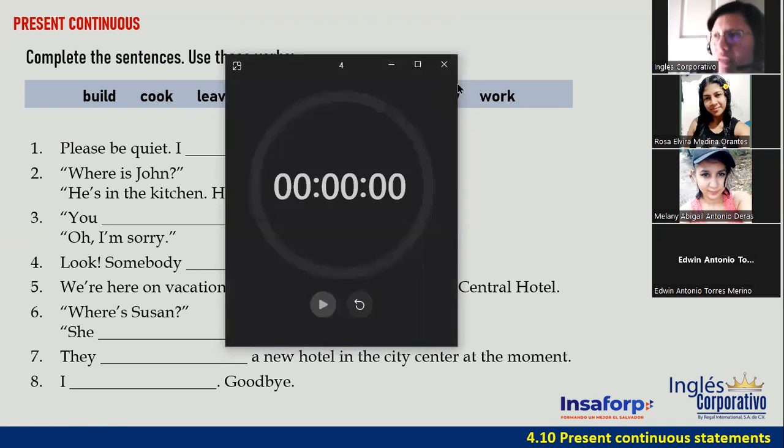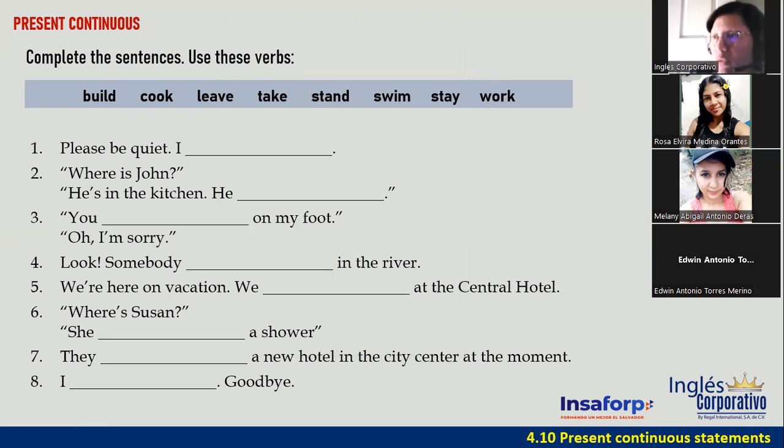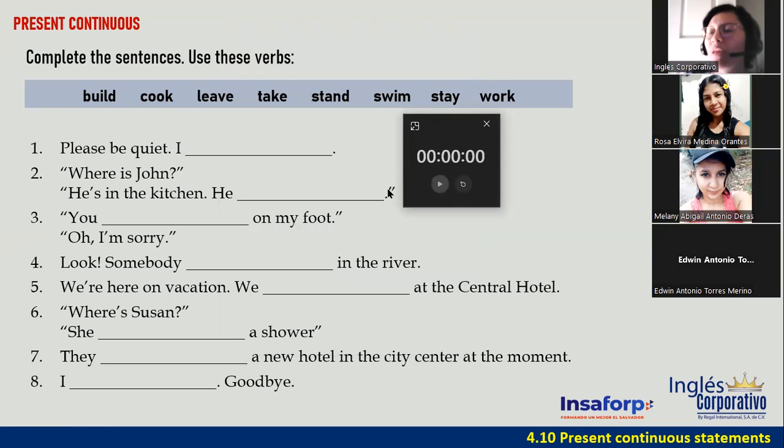Vamos a completar las oraciones. Vamos a comenzar con 4 minutos, ¿de acuerdo? ¿Cómo vamos a hacerlo? Vamos a leer y vamos a decidir. Por ejemplo, les voy a ayudar con la primera. Dice, please be quiet. Y voy a usar el verbo work. I'm working, ¿ok? Ahora van ustedes a continuar agregando verbo to be más el verbo con ing. Sus 4 minutos comienzan ahora, chicos.